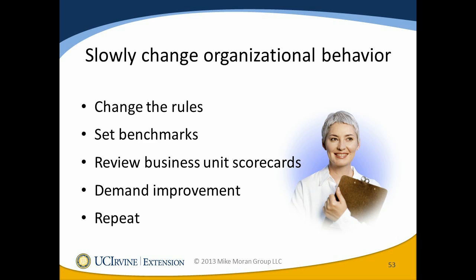So you can see that by using this kind of method, you can slowly change the organizational behavior. So once you get them in this cadence where they know the executives see once a month what the scorecard says, the executive will then go back and ask them why they didn't meet whatever the standards are. And as they start to meet it, then you can go ahead and change the rules. You can set new benchmarks, and then you begin the process again of reviewing those scorecards with the heads of the business units. You're constantly demanding improvement. You're constantly repeating the process.